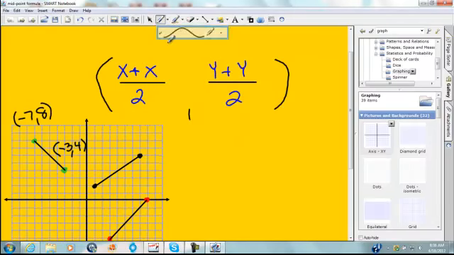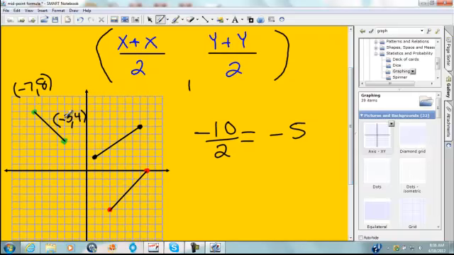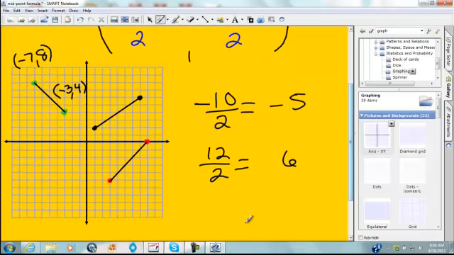We're going to start with the green pair. Got the points plotted out here. So our x values are -7 and -3. We're going to add those together. That's -10. And then we're going to divide that by 2. So that's -5. And then for our y values, 8 and 4, add those, 12. Divide by 2. That's 6. So the midpoint of our green points over here is -5 and 6.